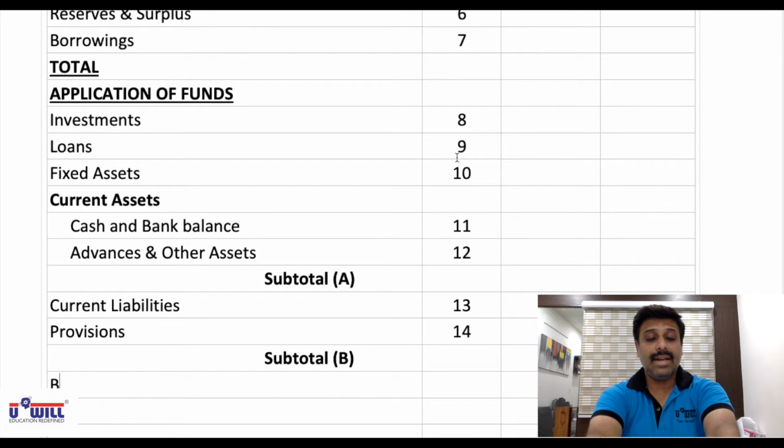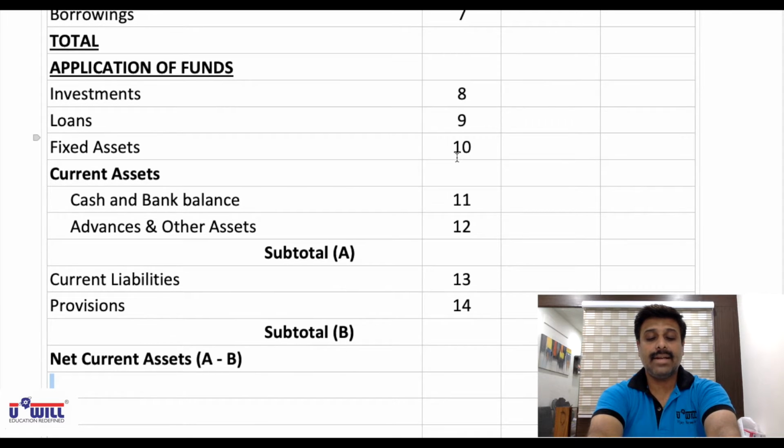Then we will have net current assets, that is A minus B, subtotal A minus subtotal B. And then adding the net current assets, we will get the final total of application of funds, which should match the total of sources of funds.